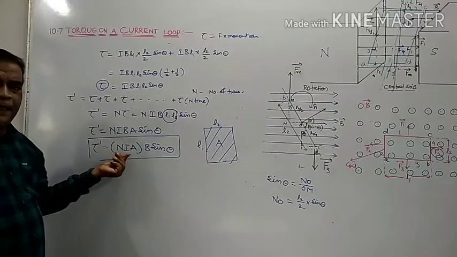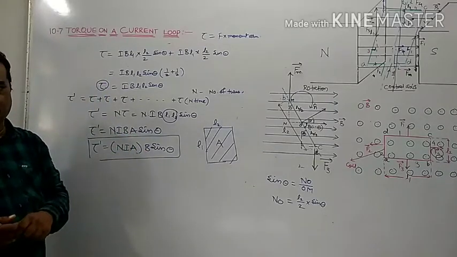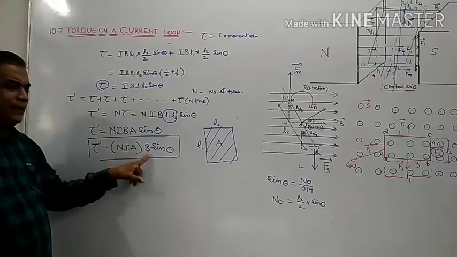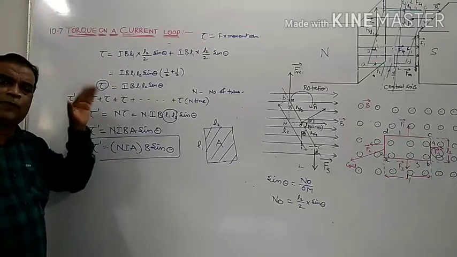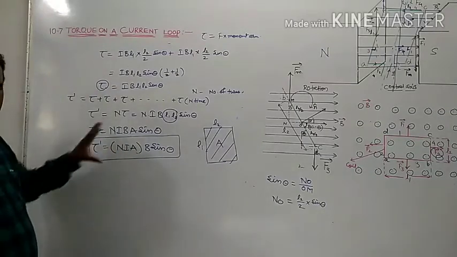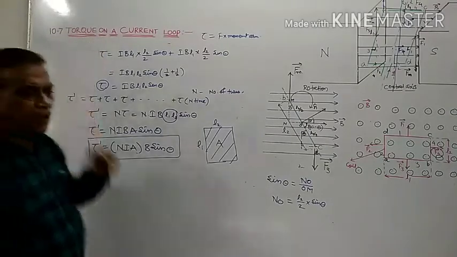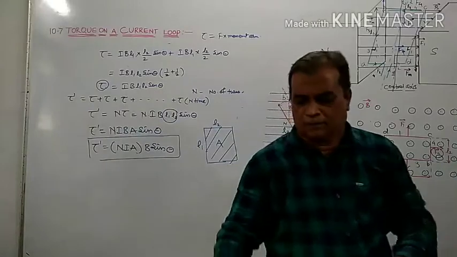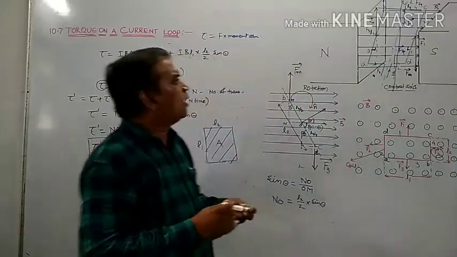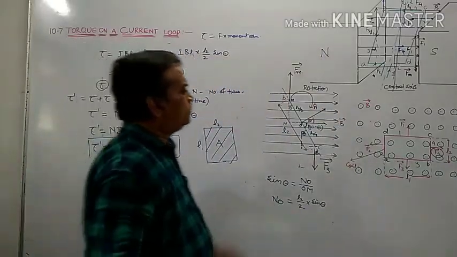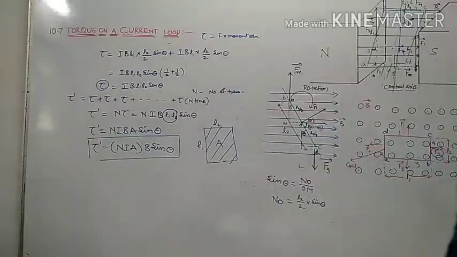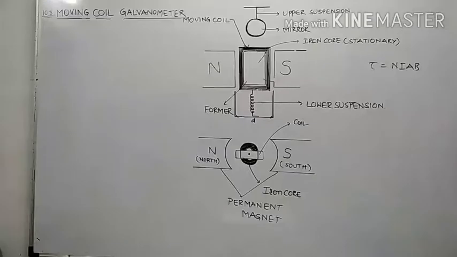Again, you know N I A is the magnetic dipole moment. So it becomes M B sine theta, which means torque is equal to vector M cross vector B. So this is all about the torque acting on a current carrying loop. Derive an expression for torque acting on a current carrying loop. These two diagrams are very important from the examination point of view.